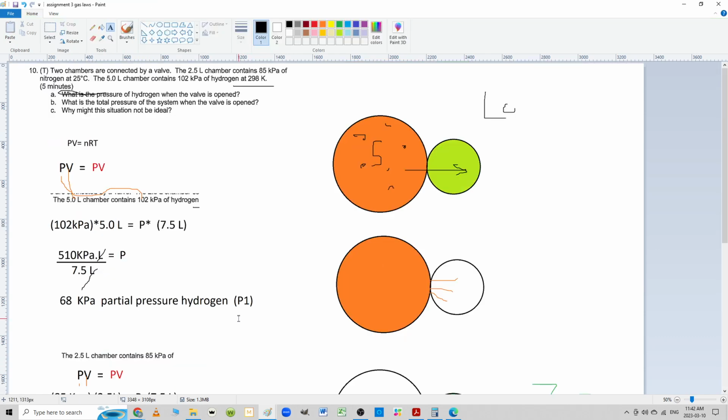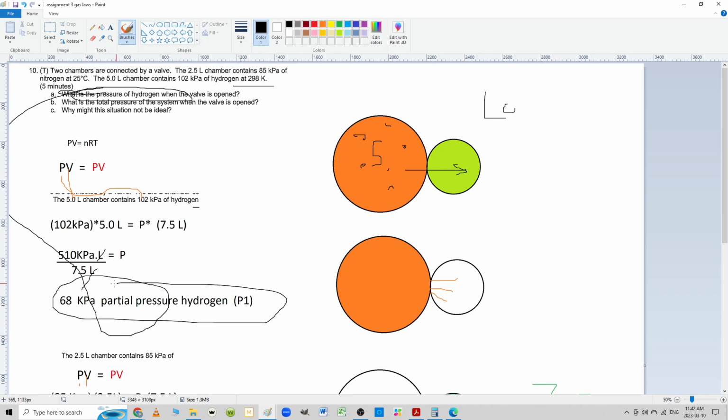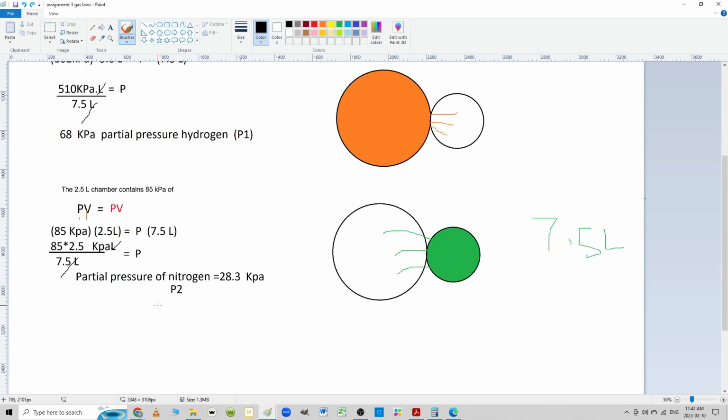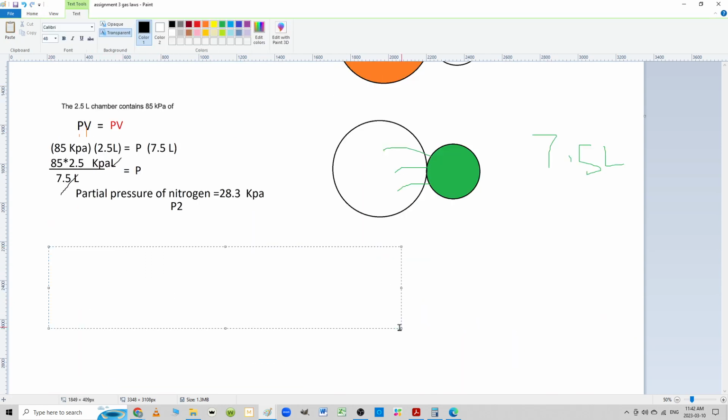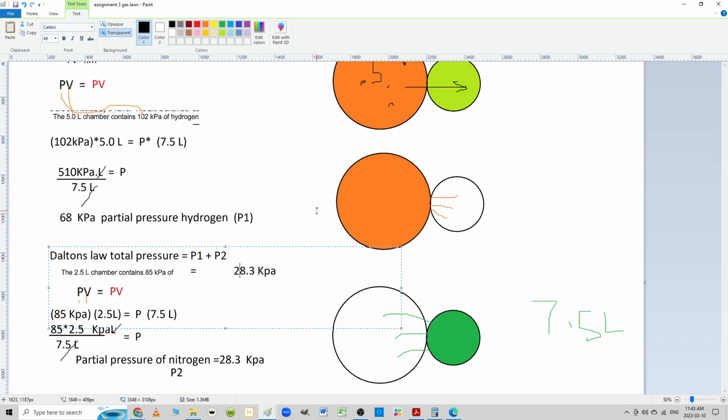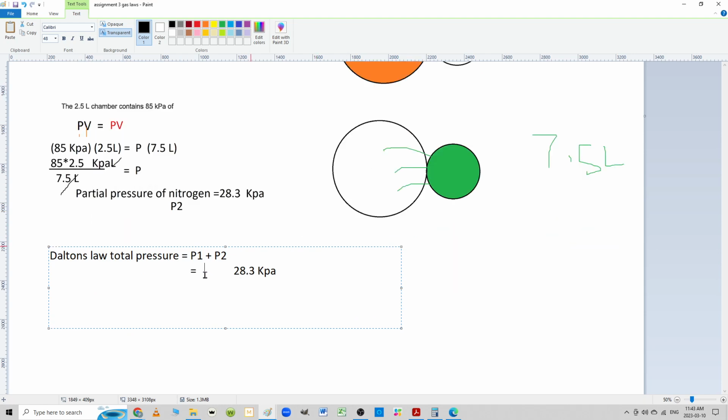And Dalton's law, so now we've done A. Notice that you figured out A when we did this one. And now we figured out pressure 2, but they don't ask us about the pressure for nitrogen. They ask us in B, what's the total pressure? Well, here's where we do Dalton's law, which says the total pressure is equal to the sum of all partial pressures. Well, there's only 2 partial pressures here. There's the pressure from the nitrogen, 28.3 kilopascals, and the pressure from the hydrogen, which we discovered was 68 kilopascals. And that's how Dalton's law works. We just add them.